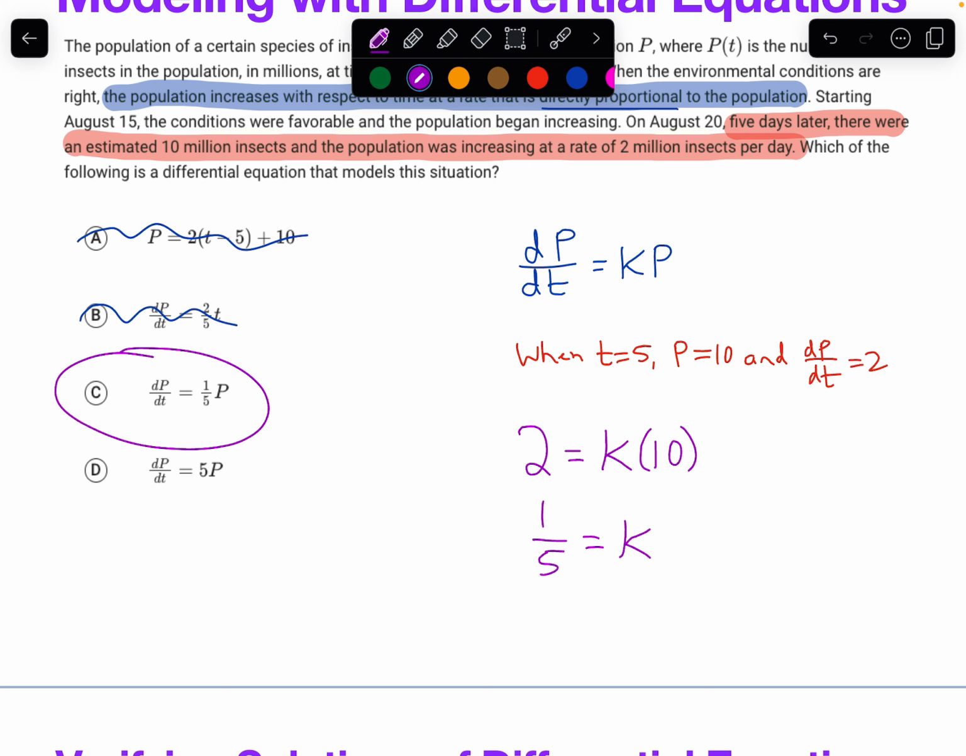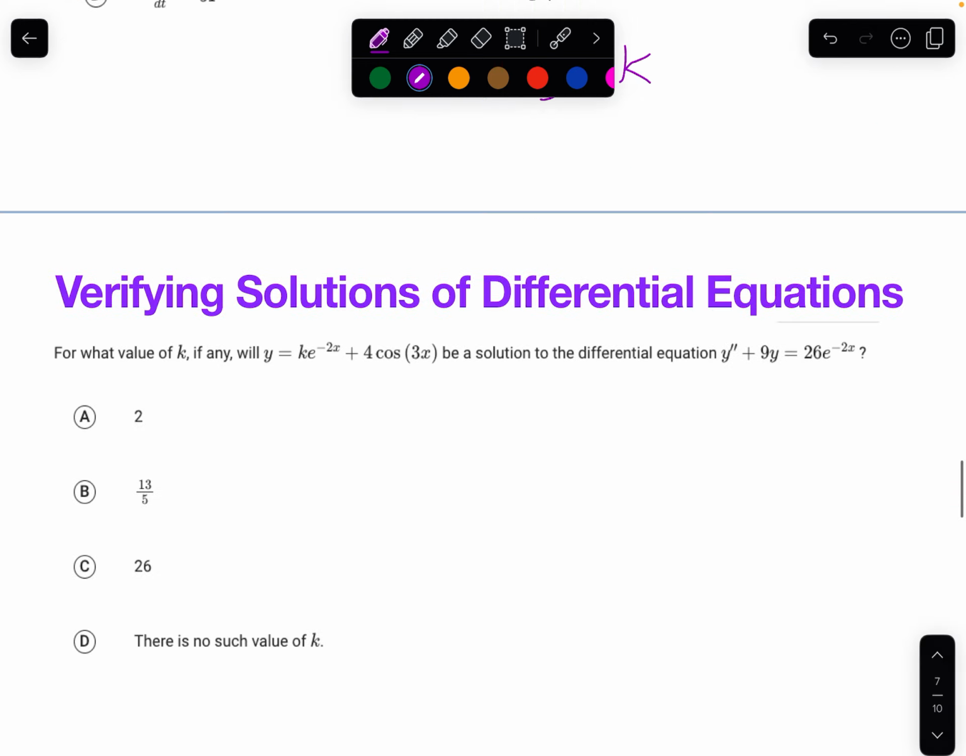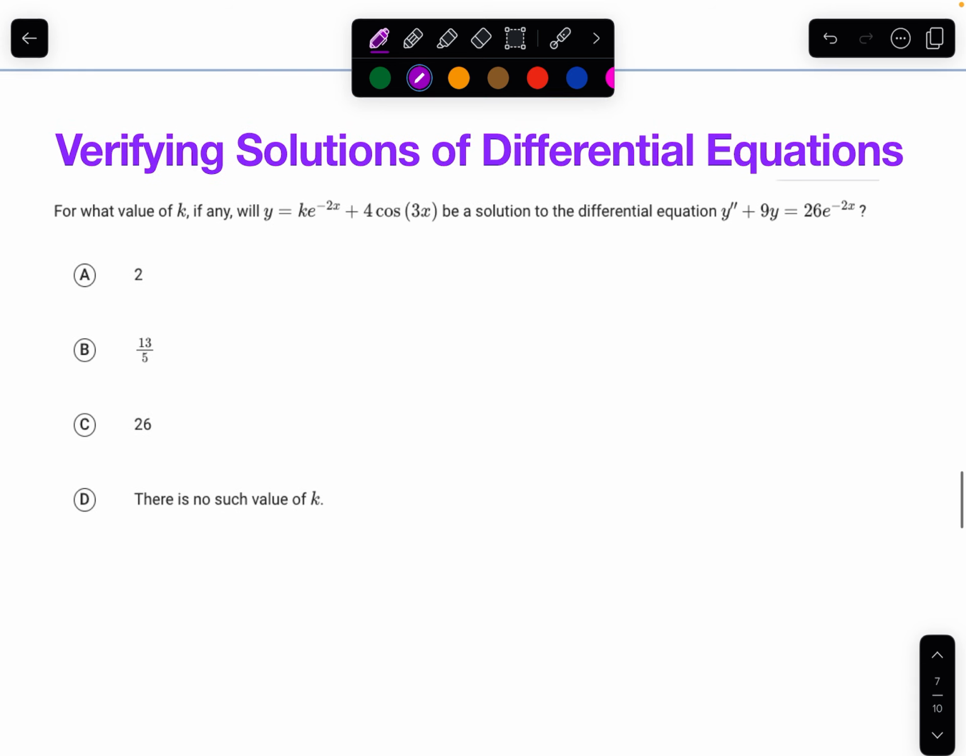So here's a problem where we had to take it one more step. We were given some specific information that allowed us to solve for that constant of variation k. So at this point, we have met half of our objectives so far. We have modeled relationships using differential equations. Now on to objective 2, we are going to verify solutions of differential equations, and we've got a couple of examples to practice that much.